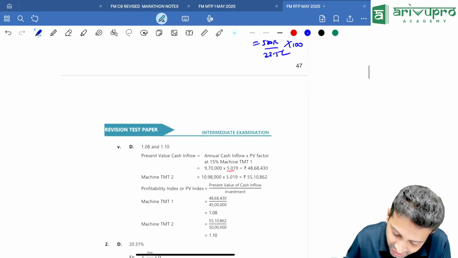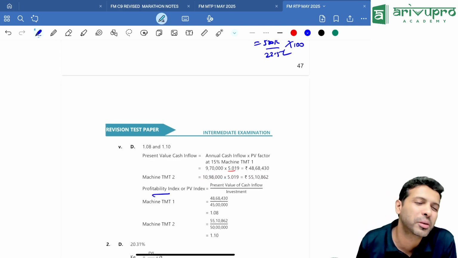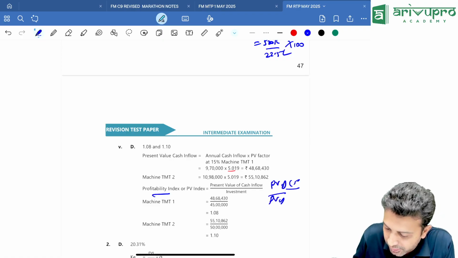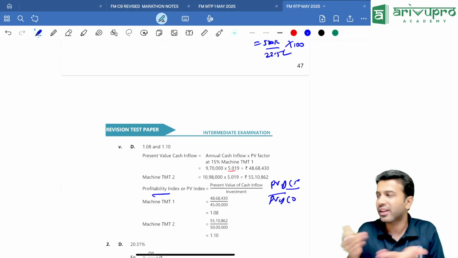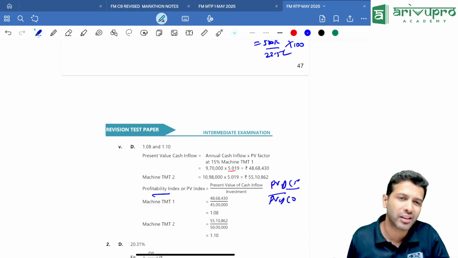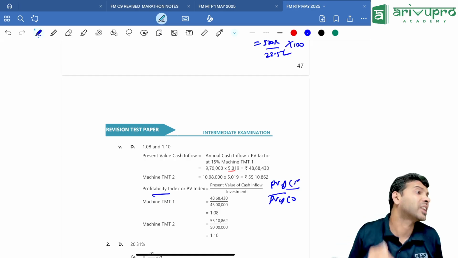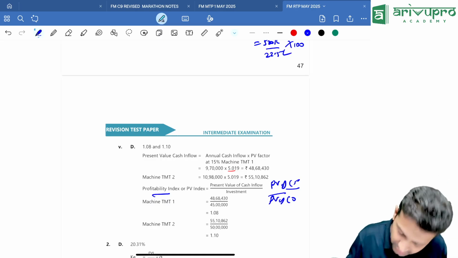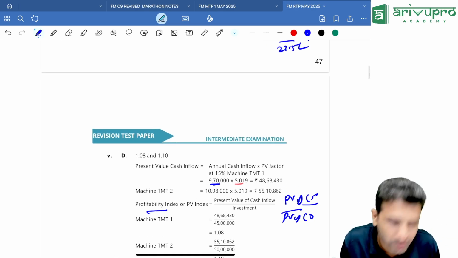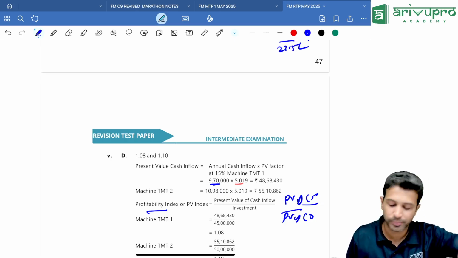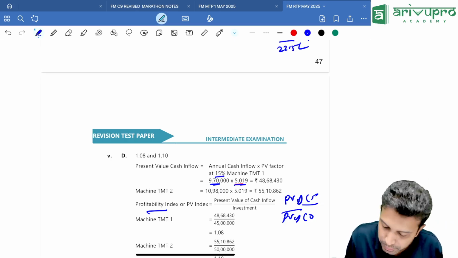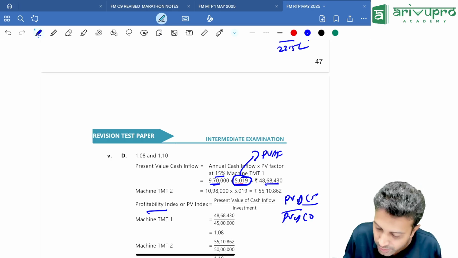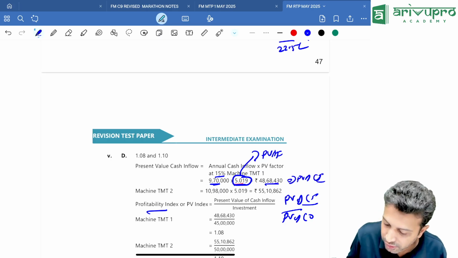Next question they have asked is the profitability index. How do you get the profitability index? Present value of cash inflow divided by present value of cash outflow. Here the cash inflow is the same every year and the useful life is 10 years, so will you use PVIF or PVAF? PVAF. The annual net cash flow for machinery 1 is 9 lakh 70,000, as we just got. The discount factor they have given is at 15%, so we use the PVAF. This way you will get the present value of cash inflow. How much is that?